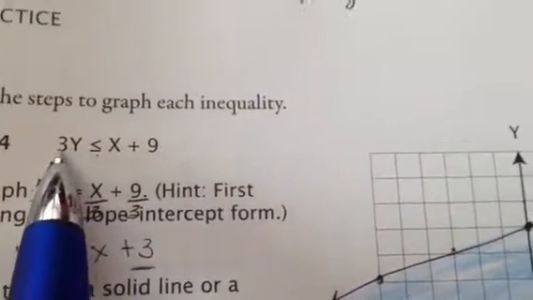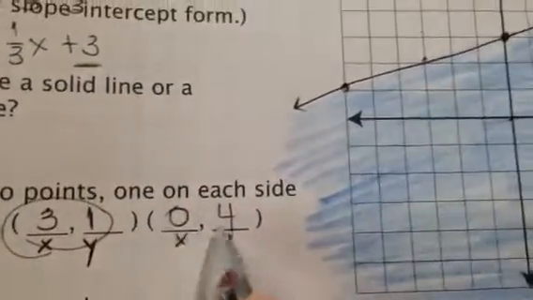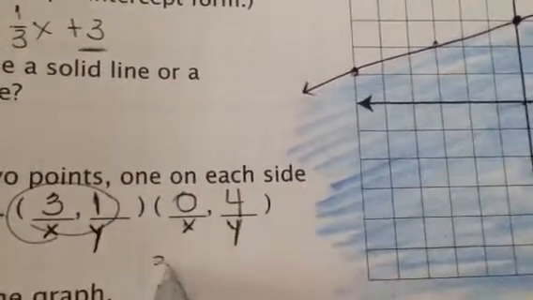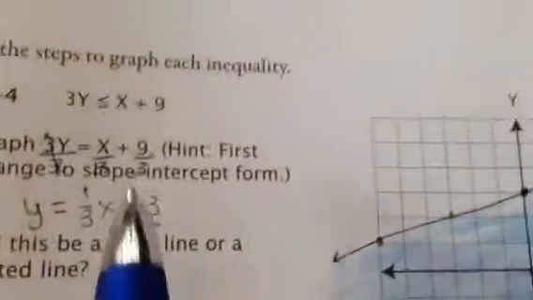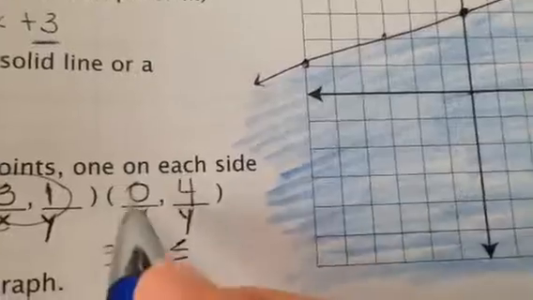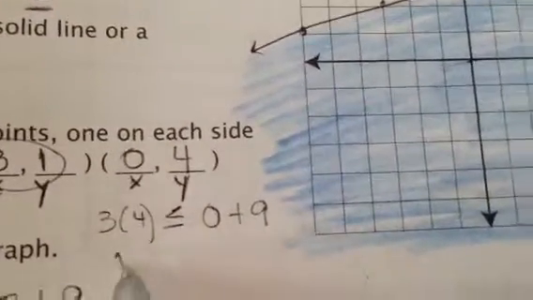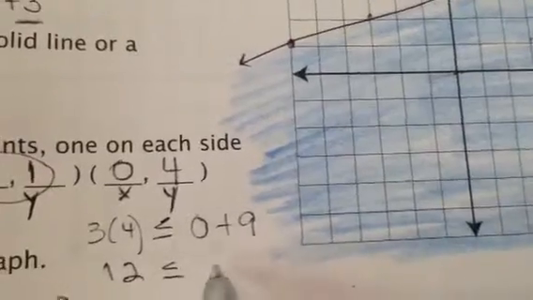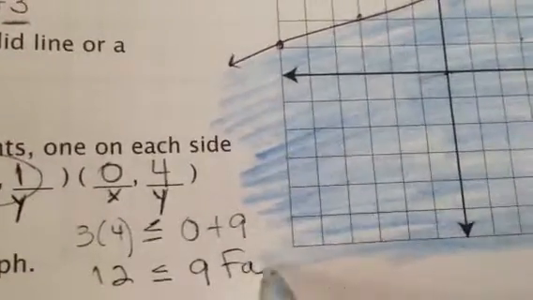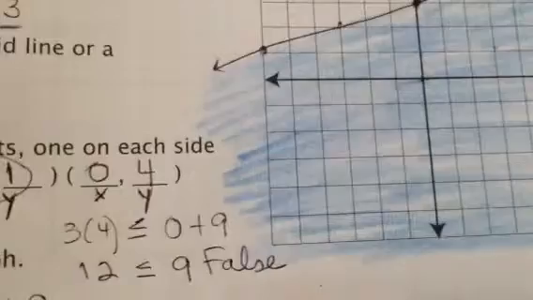Notice it says take 3 times y. So I'm going to take 3 times, my y value is 4. And the question is, is it less than or equal to x plus 9? My x is 0 plus 9. Notice here I get 12, and I'm like, is that less than or equal to 9? No, it's not. That's false. Okay, so what does that mean?